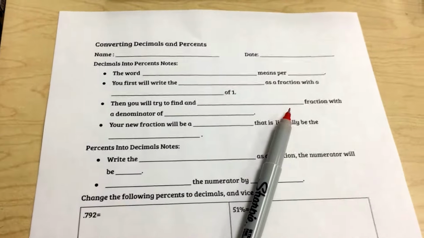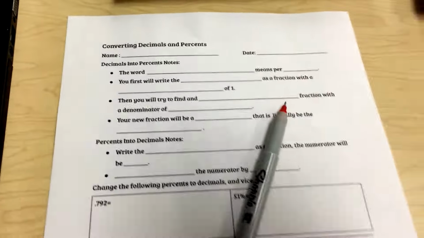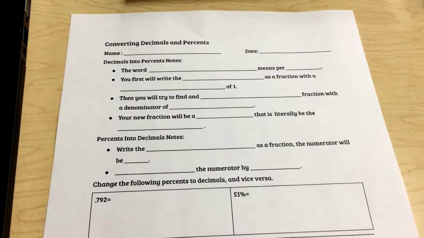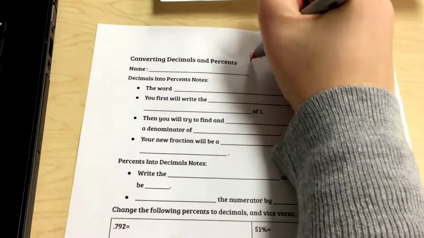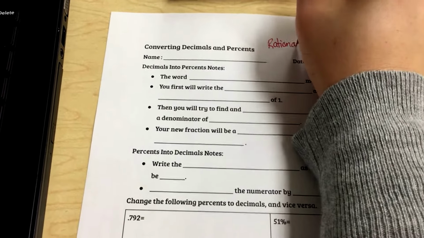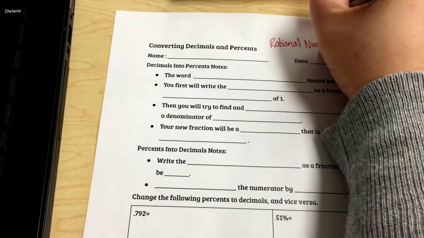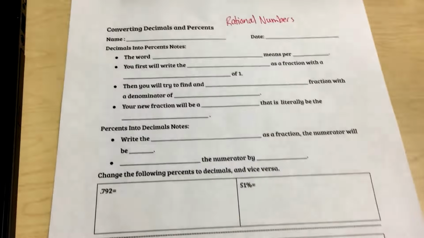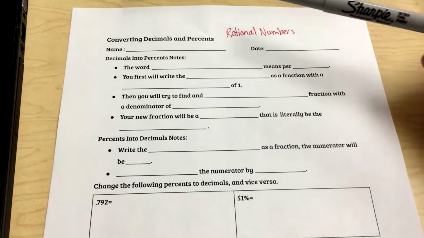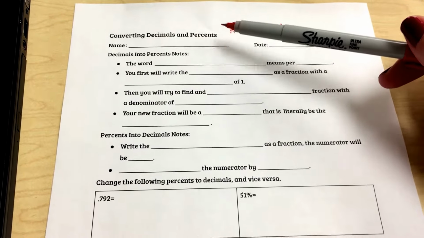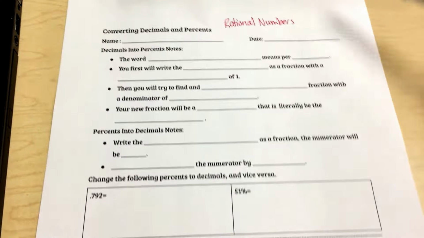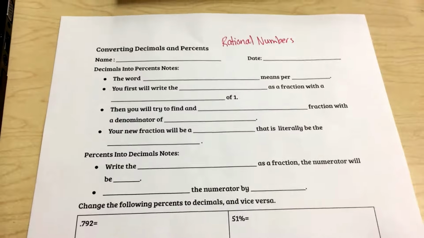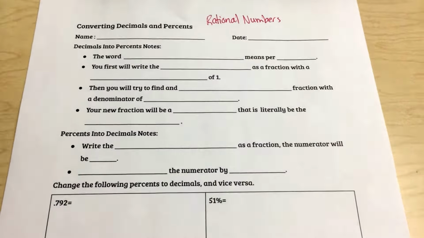All right, guys, today we're going to talk about changing decimals into percents and percents into decimals. This is called working with something we like to call rational numbers, which we'll talk about more tomorrow. We're going to do two things here today. We're going to change decimals into percents, and we're also going to convert percents into decimals. I'm going to start off with one, and then I'm going to show you the second.